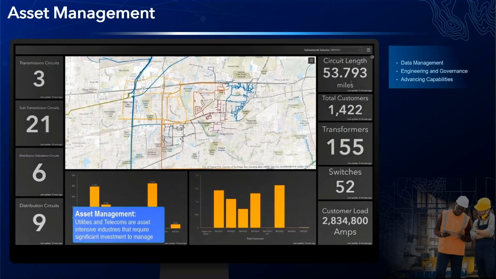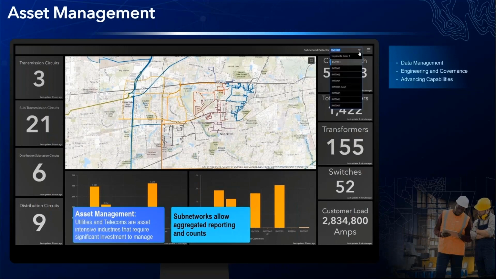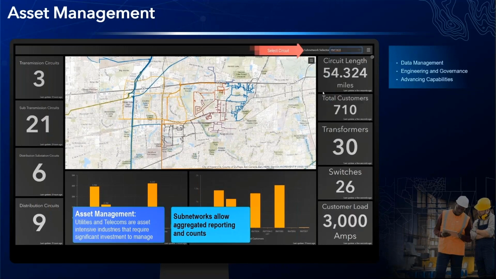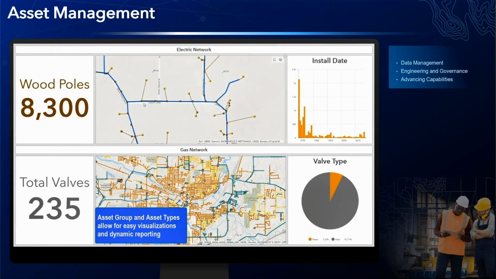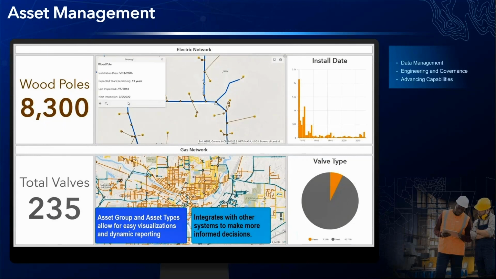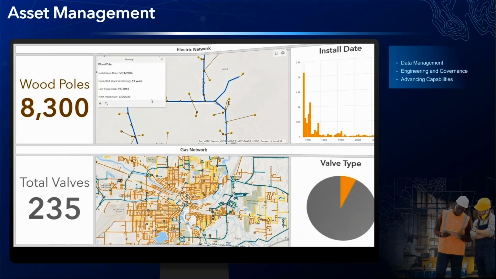The second thing I want to talk about is engineering and governance. Now, this is something I'm very passionate about. Too many utilities talk about asset management, but they don't even know how many assets they have, let alone where they are. The subnetwork management allows you to aggregate your reporting and get counts very quickly, very easily, which makes a lot of your reporting a lot easier. Simple dashboard example here: there's 8,300 poles on the map. There's 235 valves. Using the asset grouping and asset types that I spoke about earlier, you can easily visualize and report on this. And you can integrate it with other systems and bring in their data.